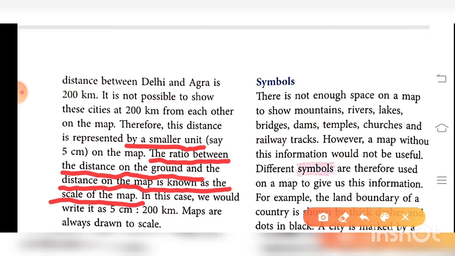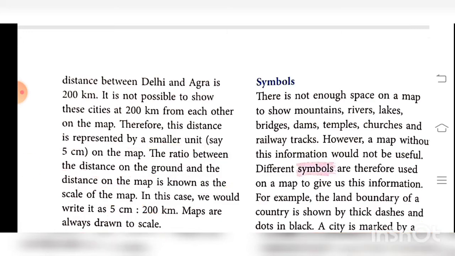It is shown written here how it is written: 5 centimeter ratio 200 kilometer. So here 5 centimeter represents 200 kilometer on the map. So on the map everything is shown in smaller units. Understood?